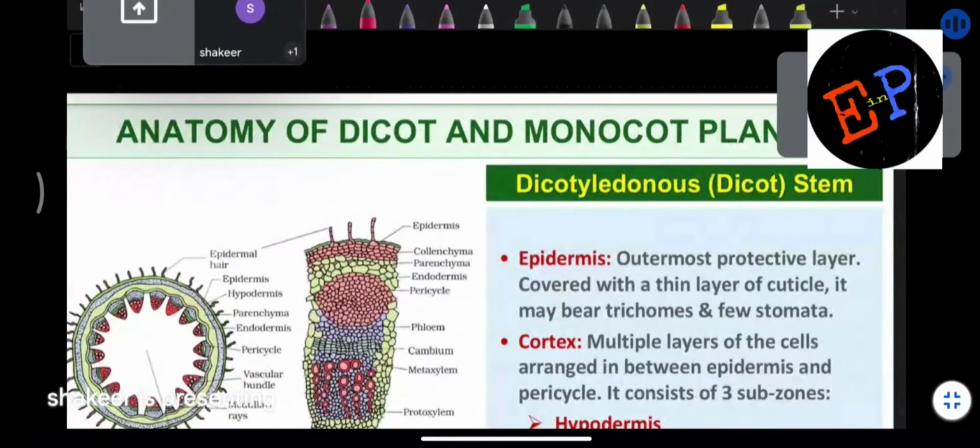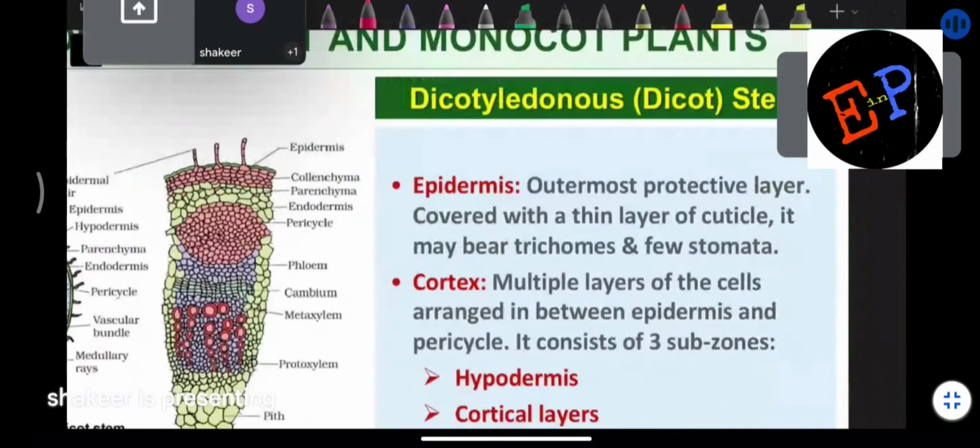So next we are discussing dicotyledonous stems. Clear? Until now we have studied roots. Now we are discussing stems, dicotyledonous stems. In dicotyledonous stems, you will basically find two layers, the epidermal layer as well as the cortex. The outermost protective layer is called epidermis, covered with a thin layer of cuticle. It may bear trichomes and few stomata.